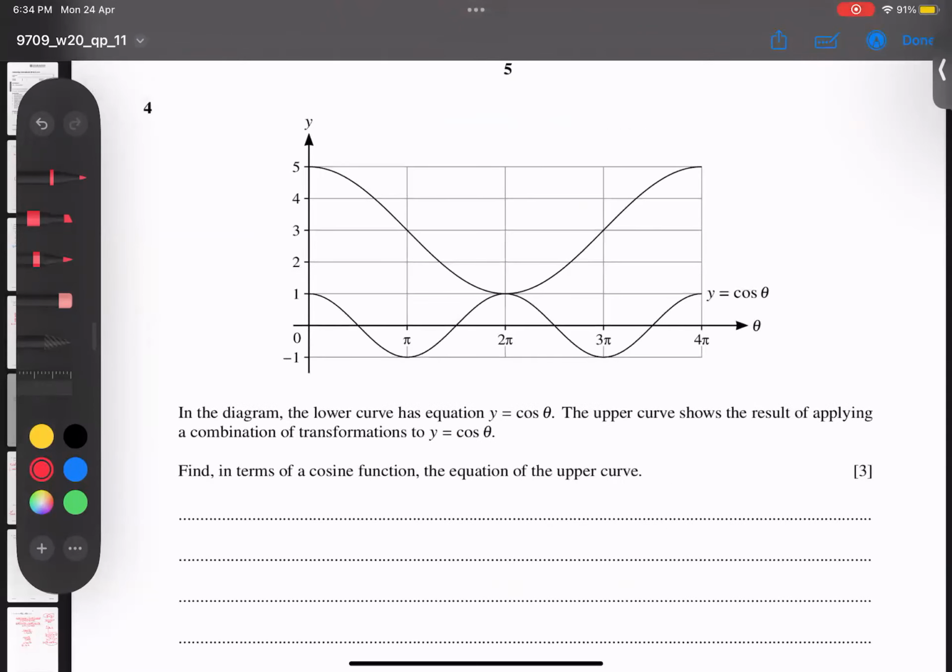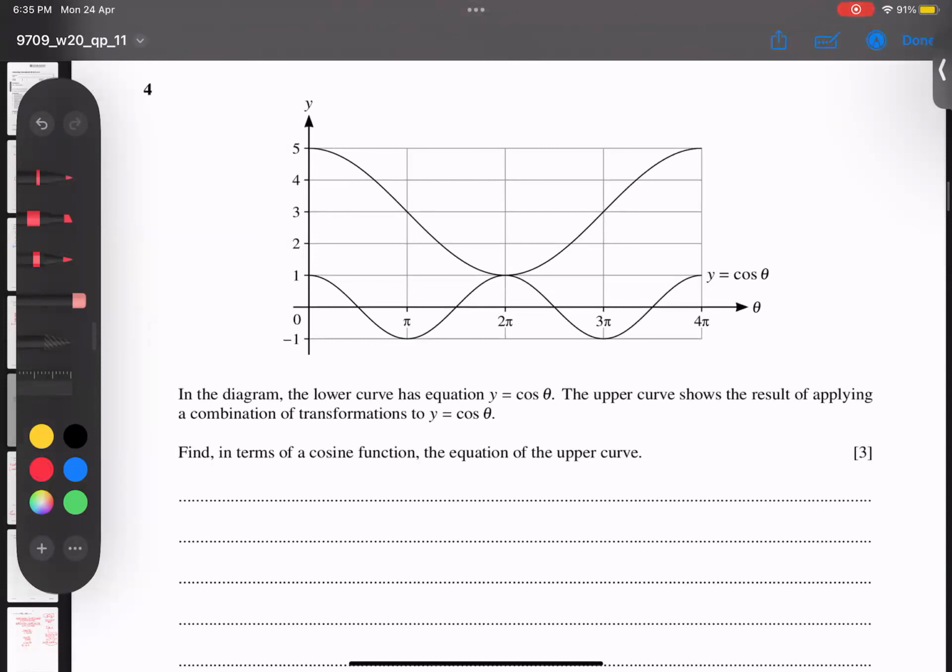Question number 4, he's asking in this question which we have here. I'm reading the question: the lower curve has the equation y equal to cos x. You can see the lower curve cos x, okay? The upper curve shows the resultant of a combined transmission of the vehicle cos. So the upper is a result of combined transmission. He's asking, in terms of the cosine function, for the equation of the upper curve. So we have to write the equation of the upper curve.